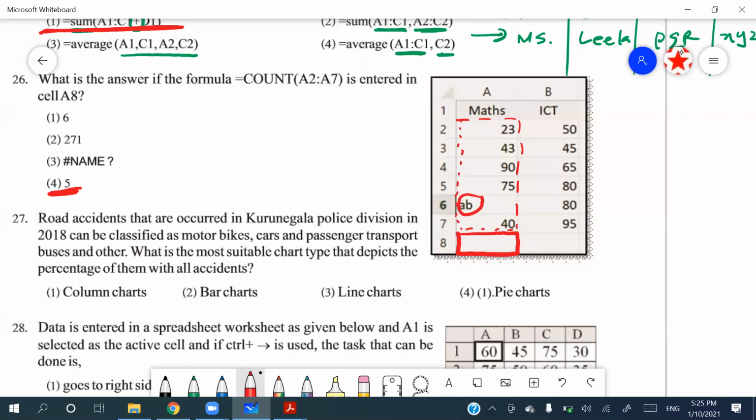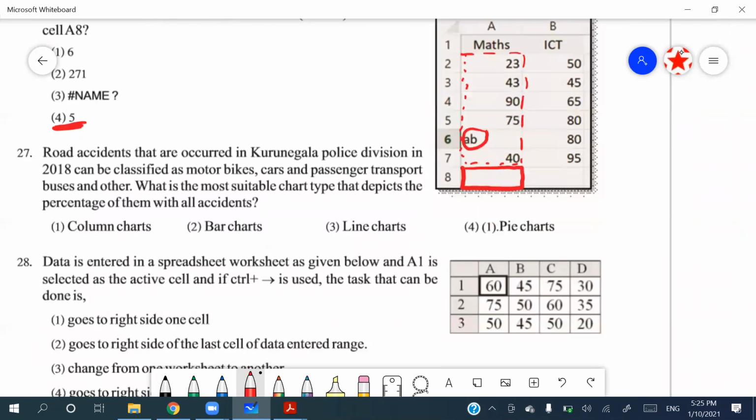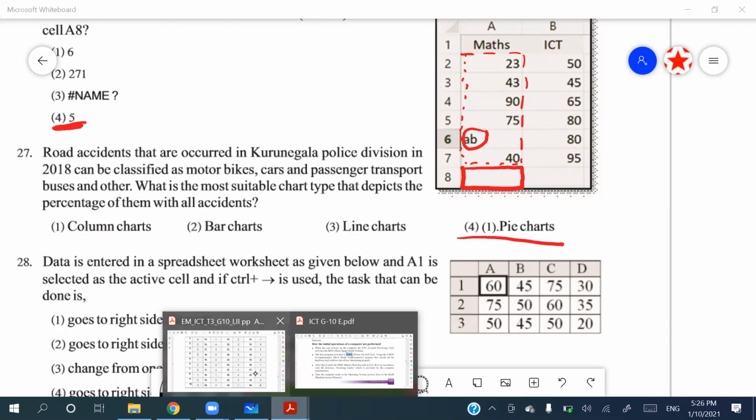Then in 27th, it says road accidents that occurred in Kurunegala Police Division in 2018 can be classified as motorbikes, cars, passenger transport, buses, and other. Yeah, 5 categories. What is the most suitable chart type that depicts the percentage of them among all accidents? One good way is the pie chart. Column chart, bar chart, and line chart won't give you the percentages, right? So the answer should be the fourth one. Let me check the 27th.